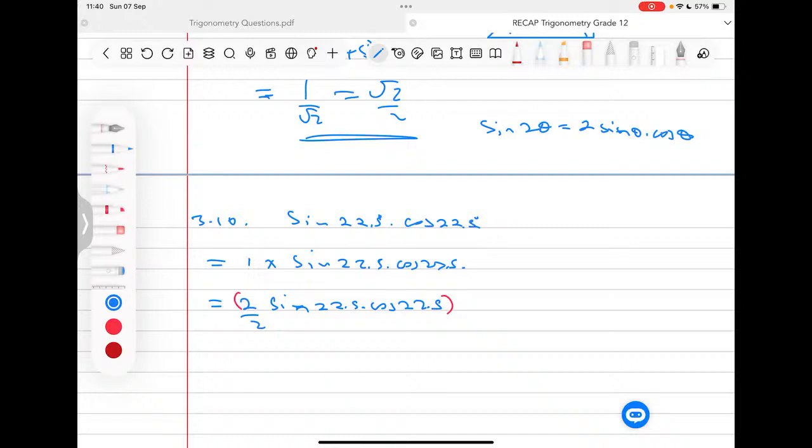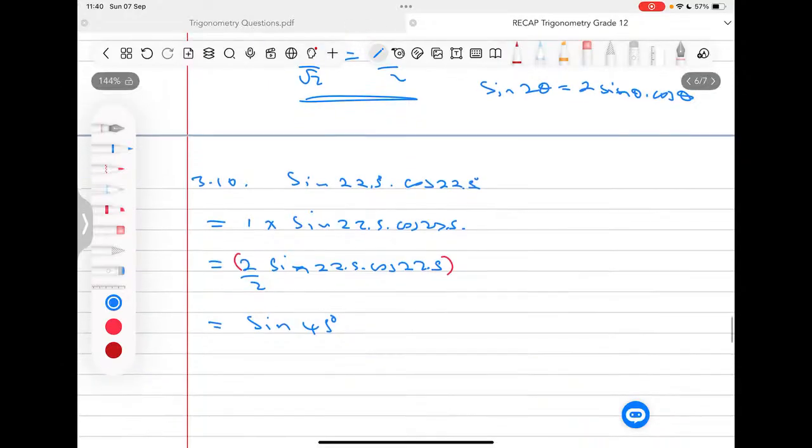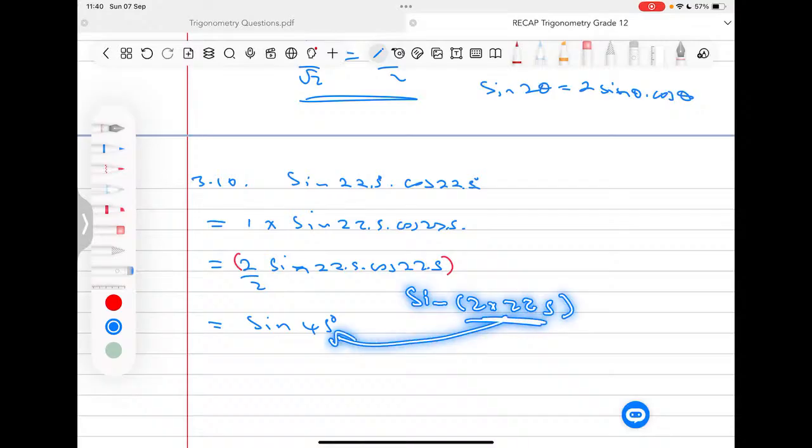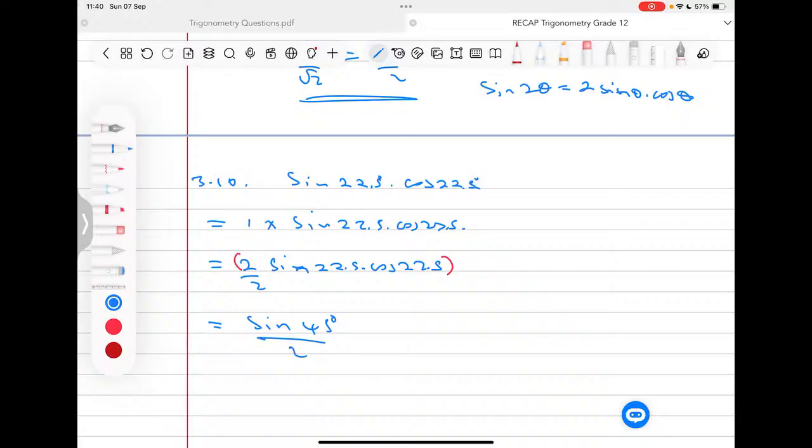So this means we are going to have here the sine of 45. Do you see that when the 2 goes in there, we're going to have sine 2 times 22.5, and we already know that this is 45, right? I'm just skipping steps because we've done this before, and we are dividing all this by a 2, right? We're dividing all this by a 2.